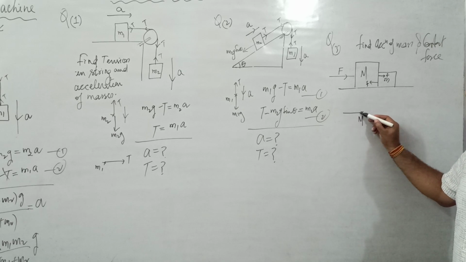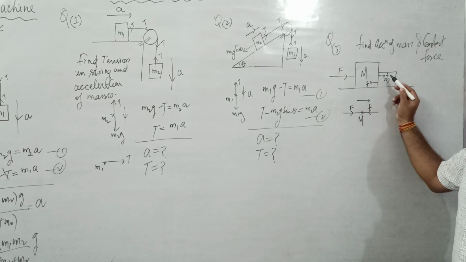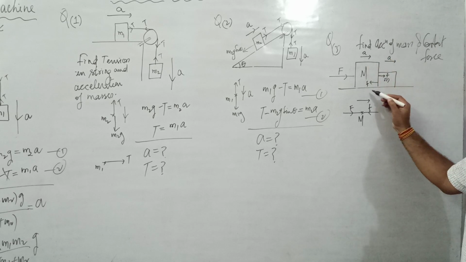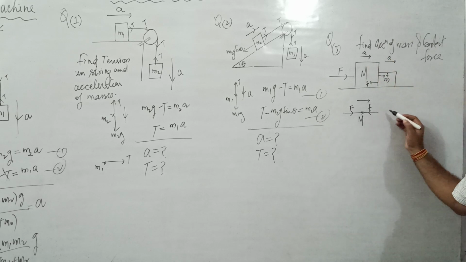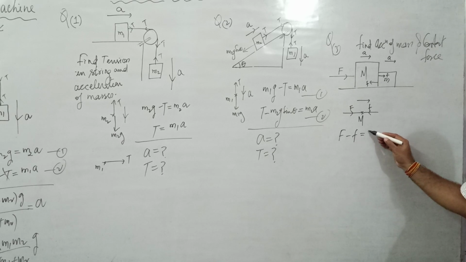F is the force acting towards the right, and small f is the force acting towards the left. In spite of these two forces, it is moving right. This is also moving right with the same acceleration. The surface is smooth. So the net force over it is F minus small f, and that is equal to mass into acceleration of the body. Equation 1.